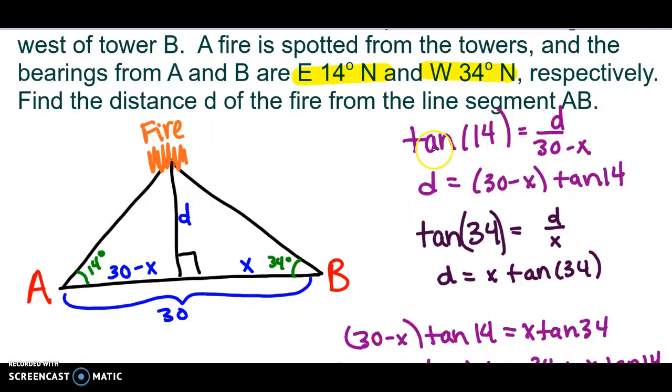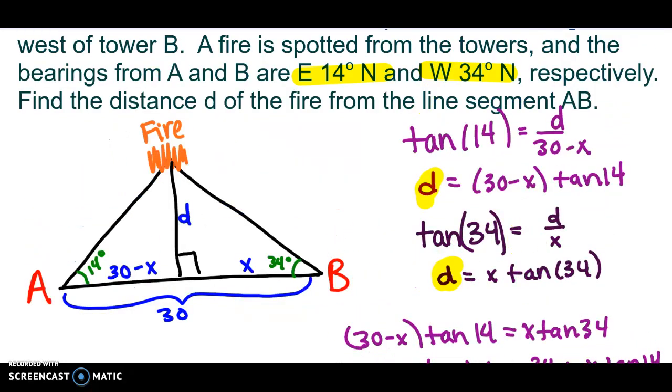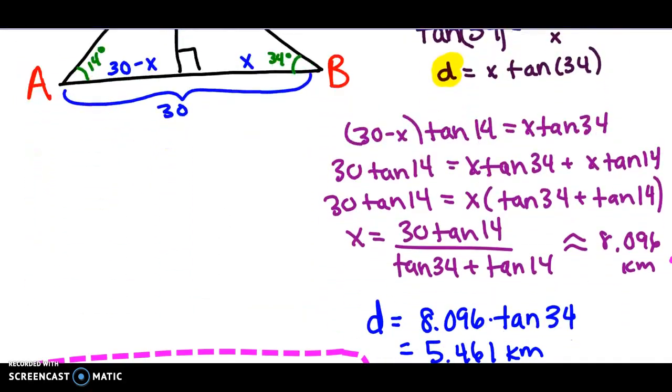I said that the tangent of 14 degrees is d over 30 minus x, and I solved that for d. Then I said that the tangent of 34 degrees is d over x. I solved that for d. Since I have two things equaling d, I set them equal to each other. And ultimately, I have one variable in here, so I just want to solve for x.